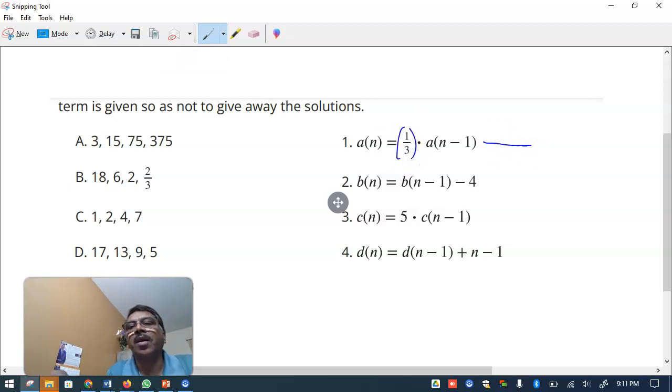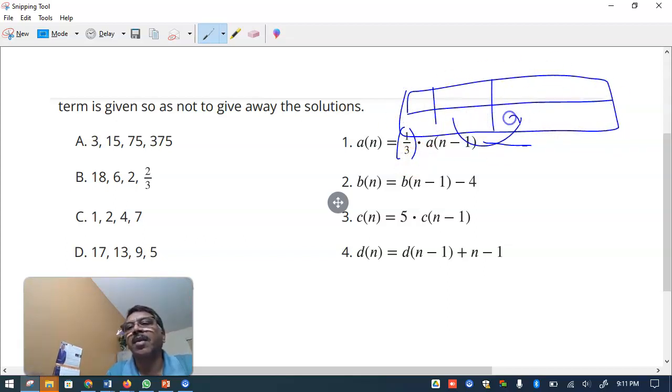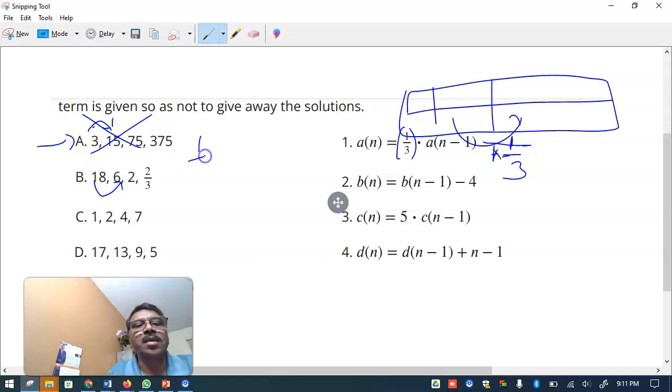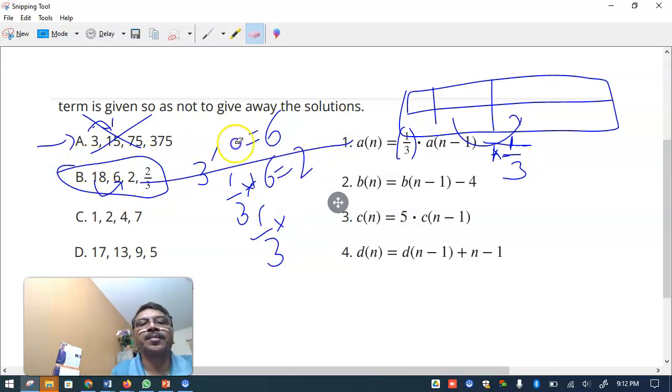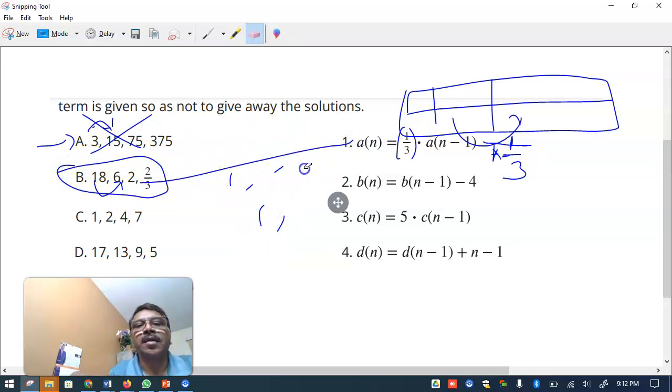1/3 the previous. So if you want to make a table, that means you're multiplying by 1/3. So when you say 1/3, meaning it has to decrease. So this is increasing, so this is not the answer. Is this 1/3 of 18? Looks like it is 6, right? Correct. Then 1/3 of 6 is 2. And 1/3 of 2 is 2/3. So this is correct. So this goes exactly with the first one. So that takes care of the first one.